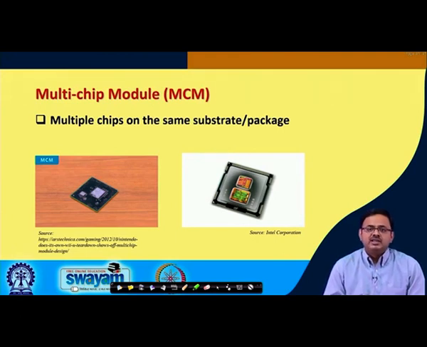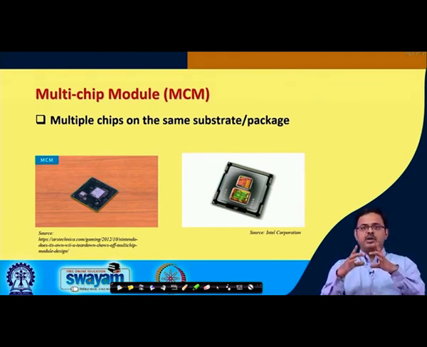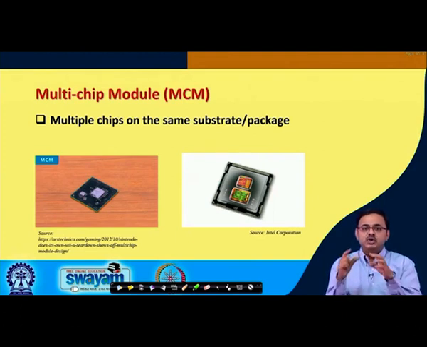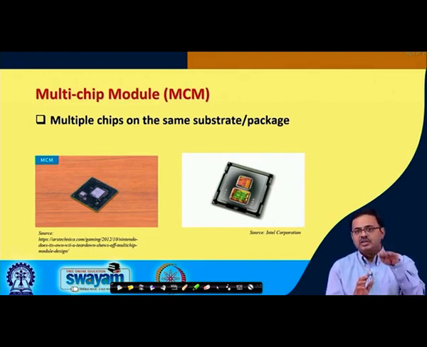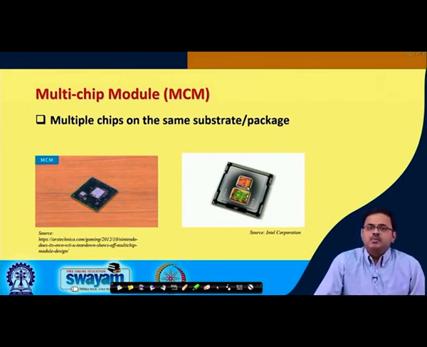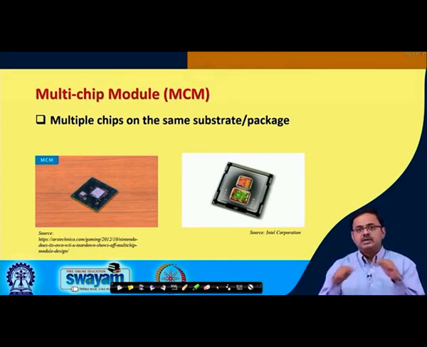What is the advantage? Of course, you can accommodate more important components in a smaller footprint or area. Secondly, the communication, the interconnection between these two important chips, happens over a shorter electrical length. Think about it: if both these components had their own individual packages, then what would have been the path for communication between the two?